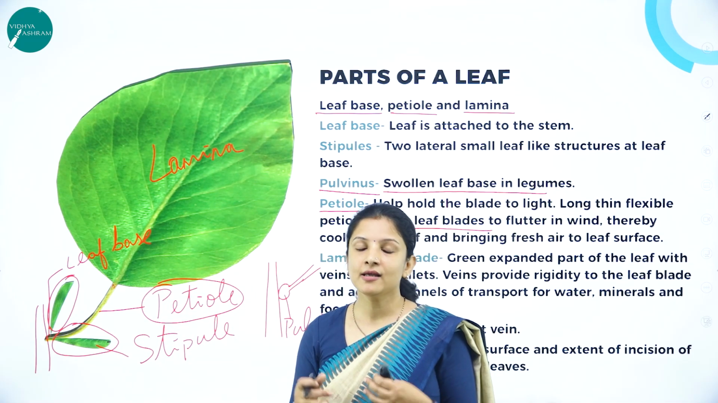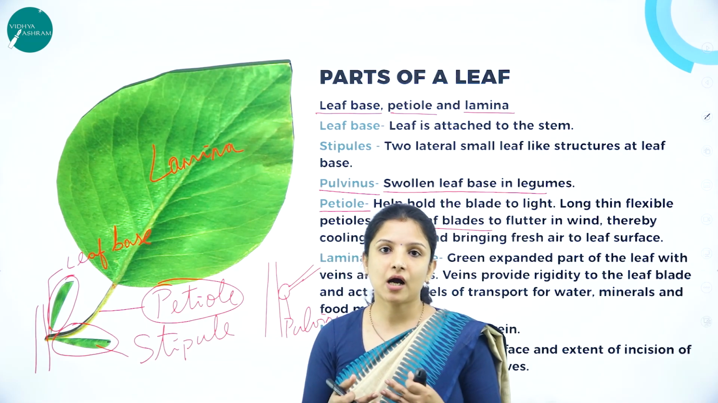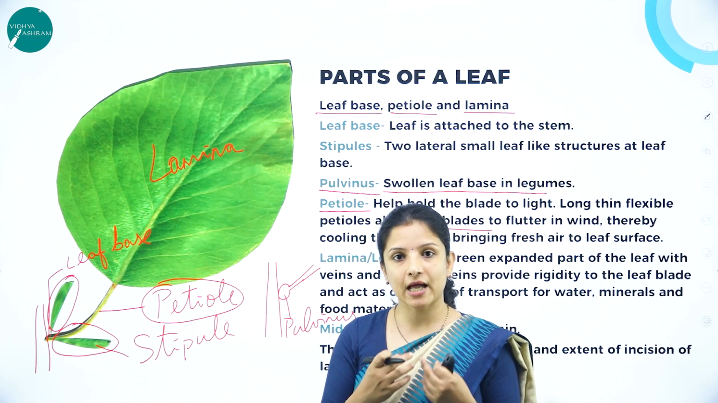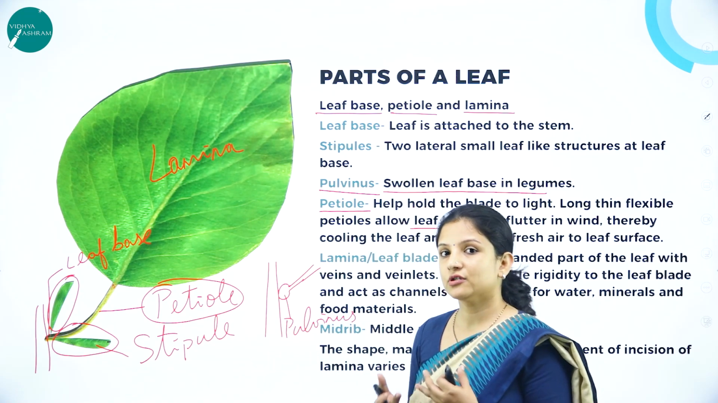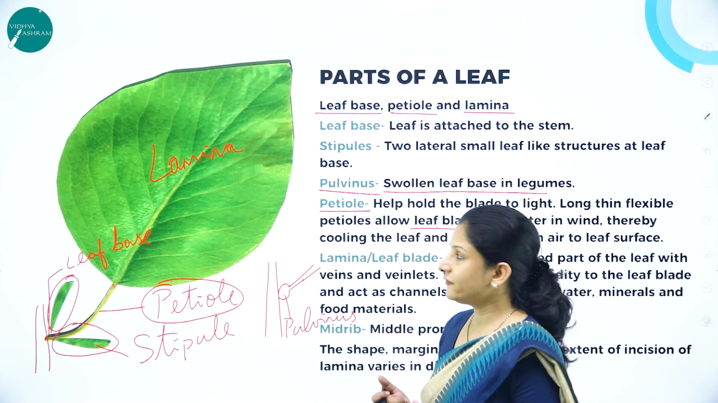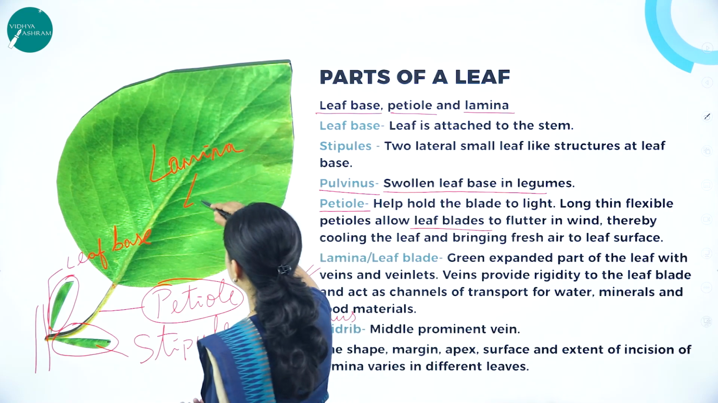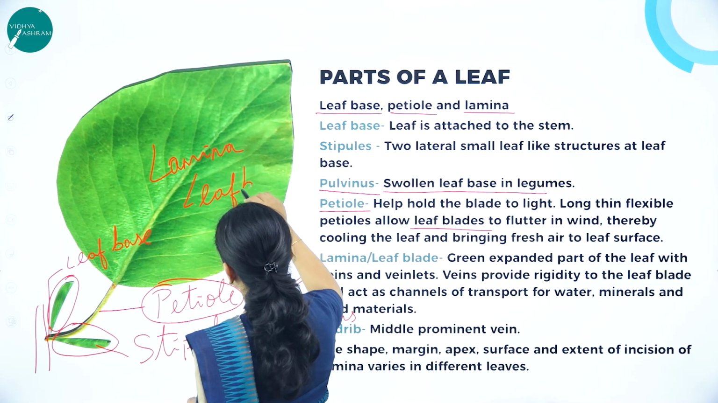That is why they say that in front of a house we need a garden with plants having long petioles and large leaves, or large lamina, or large leaf blade. So this can also be called the leaf blade.